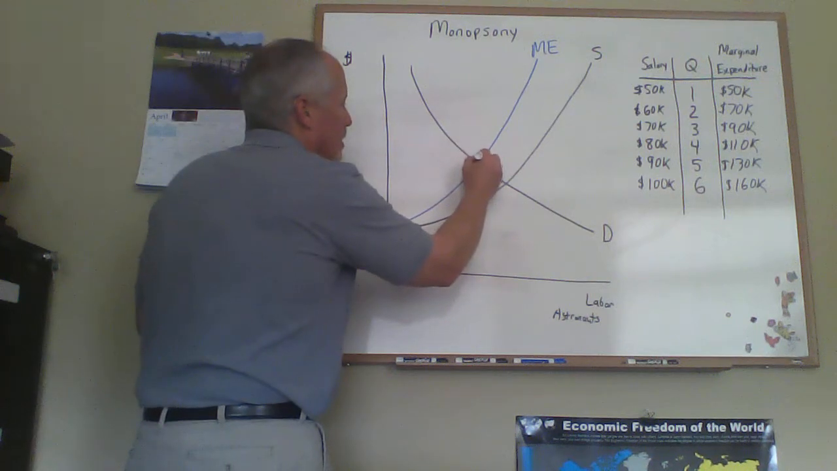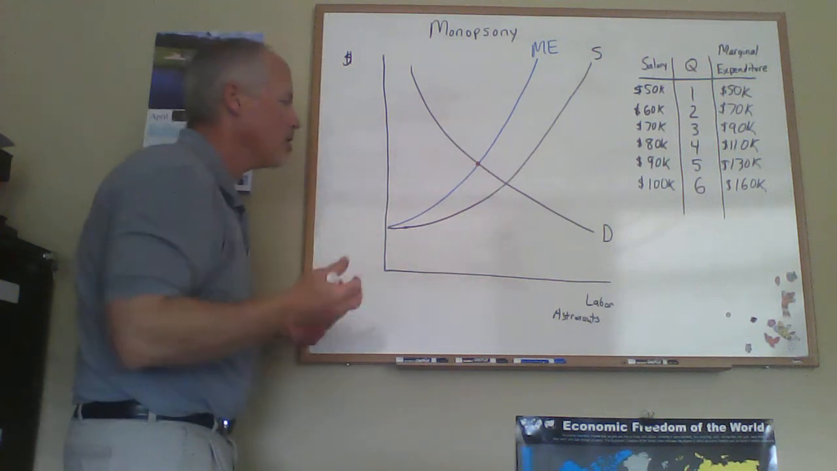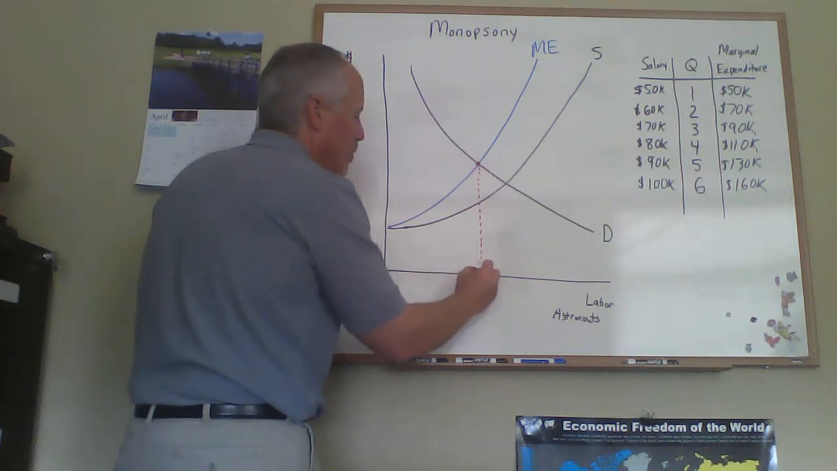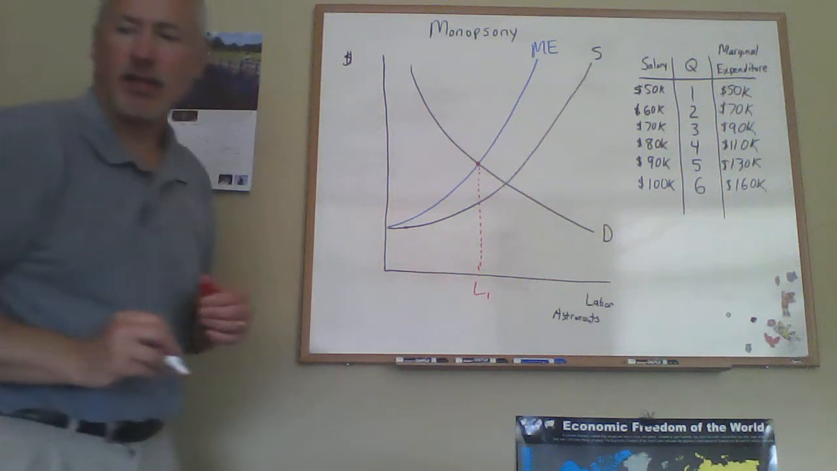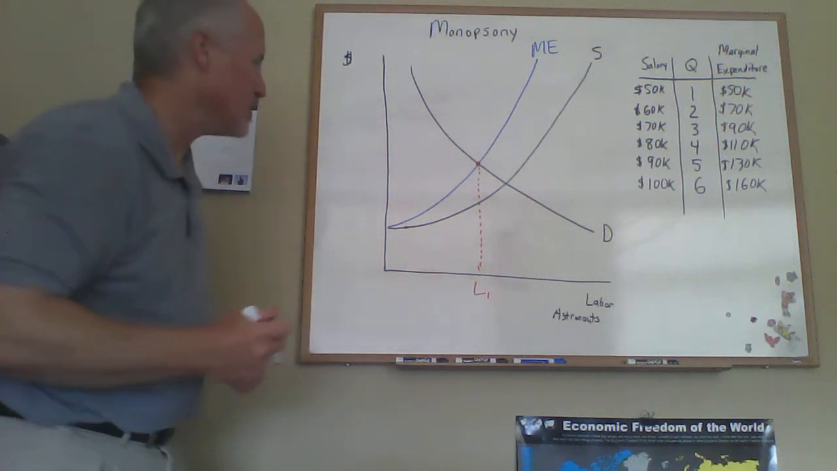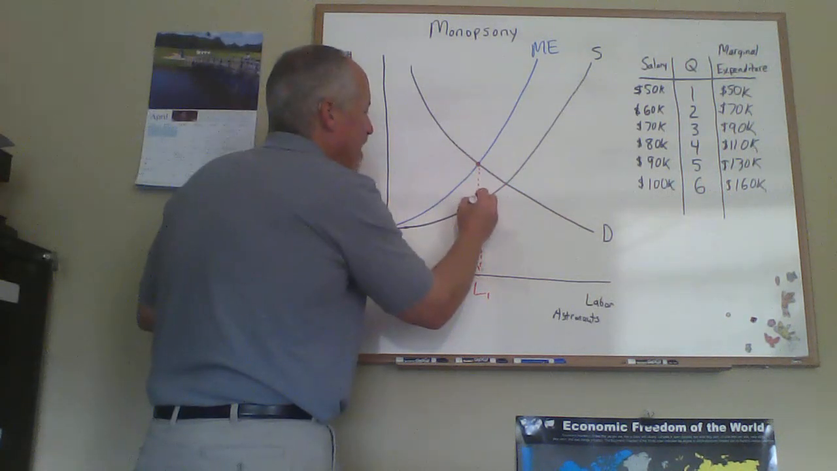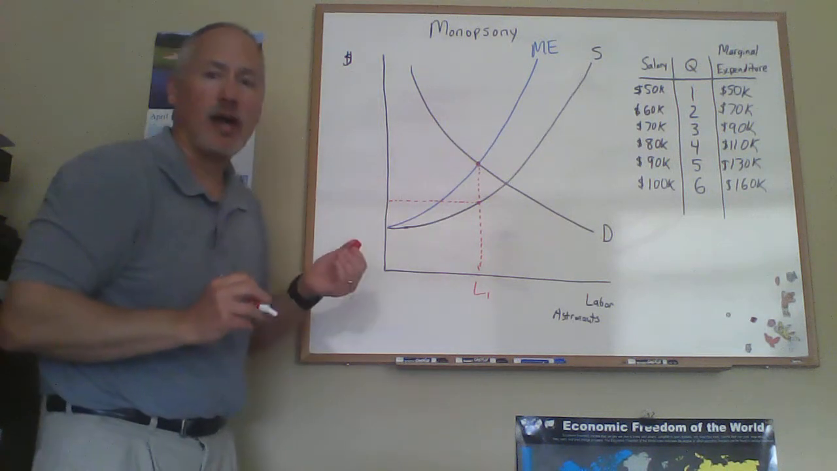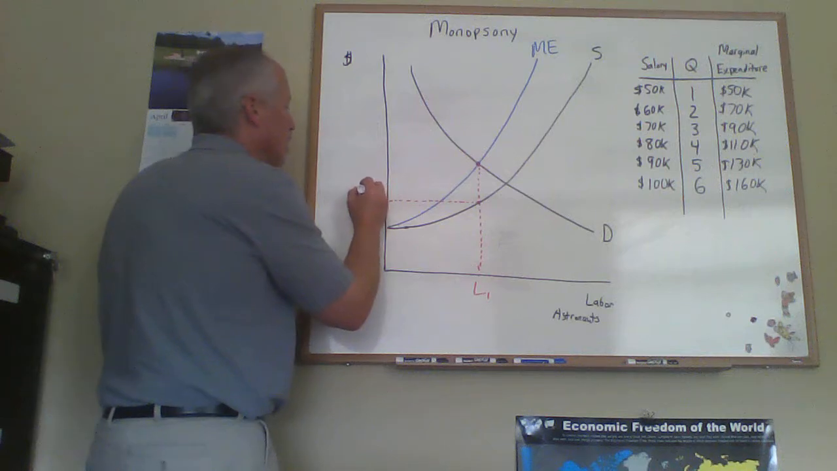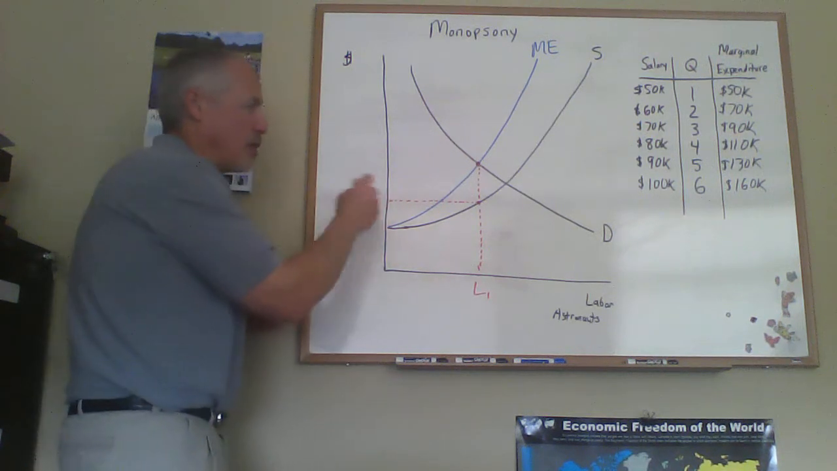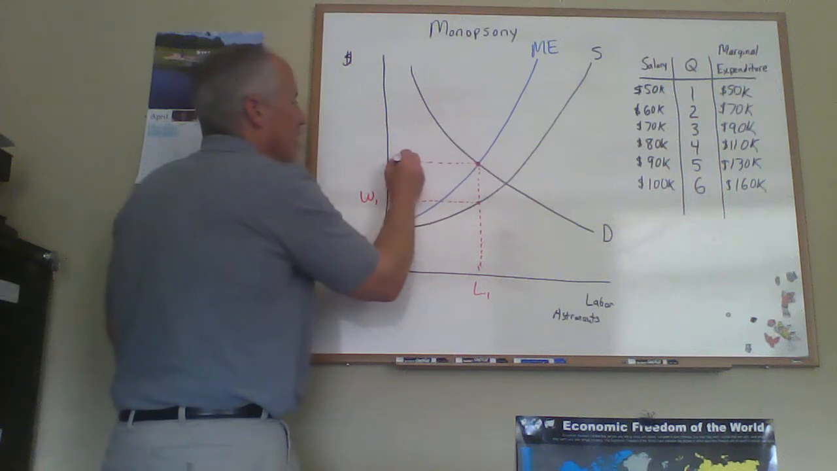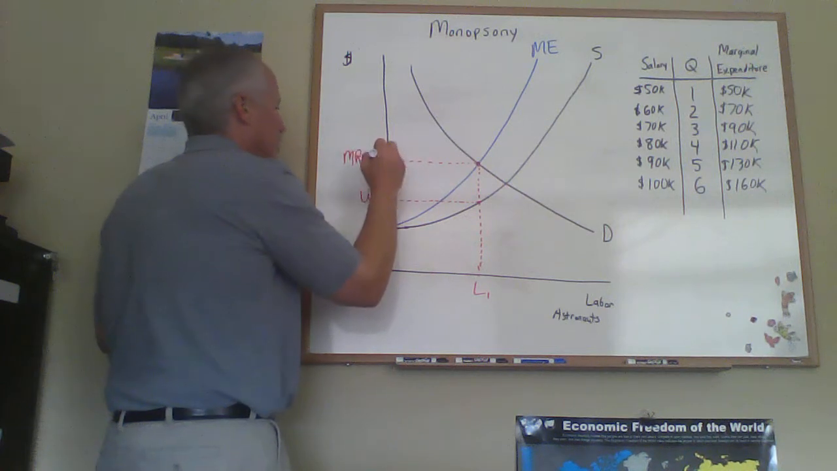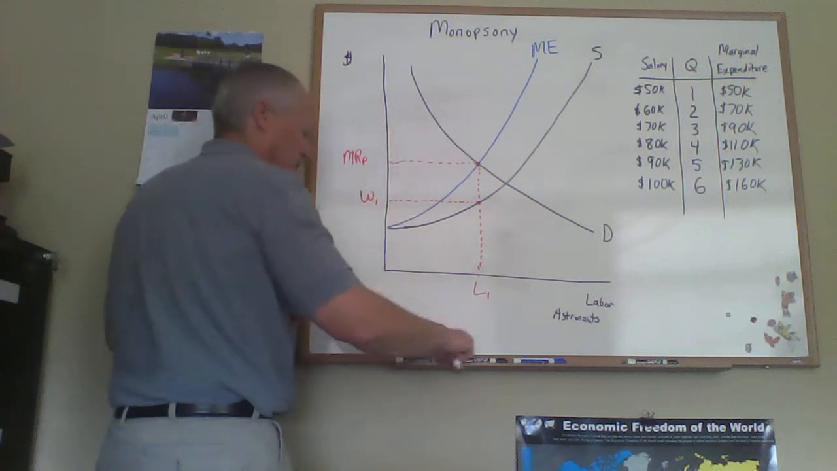But the equilibrium, or the amount of labor that would be hired, would be here. L1 would be the quantity of labor that the monopsonist would want to hire. For the salary, we have to go off of the supply curve. The salary would come off of the supply curve, and so this would be the wage or the salary that they would pay. And then what we see up here is what would be the marginal revenue product, or the value of the marginal product.